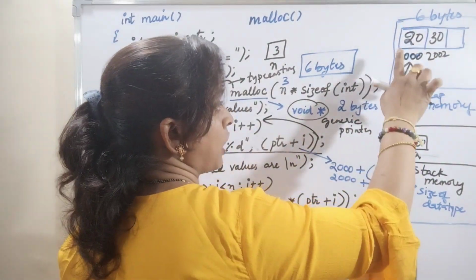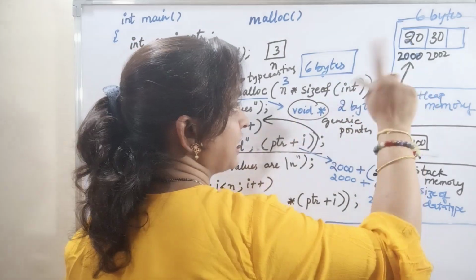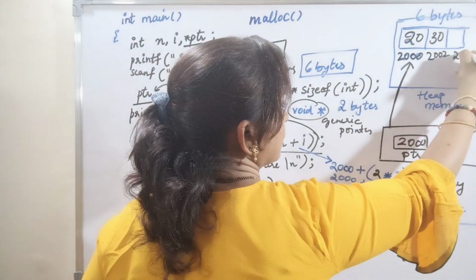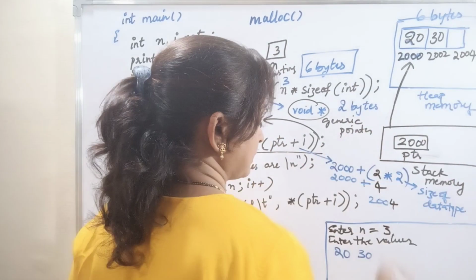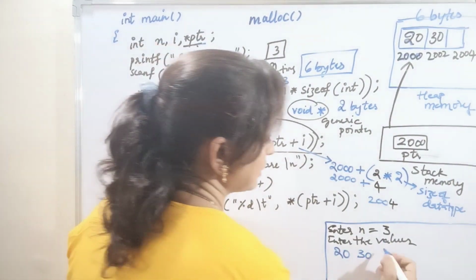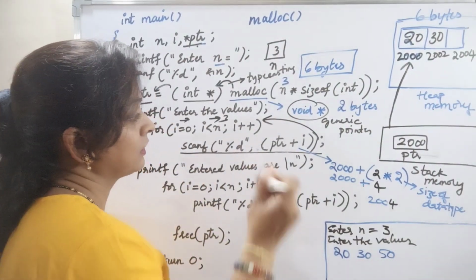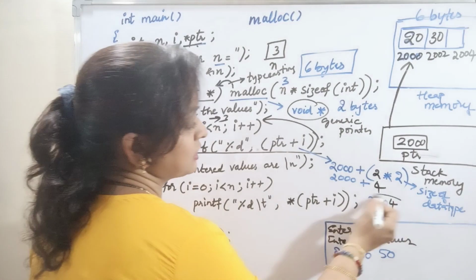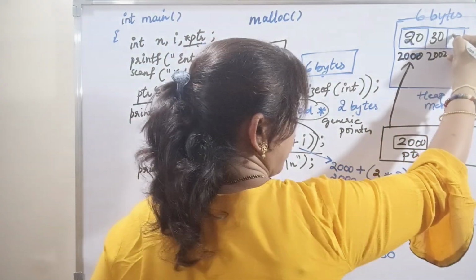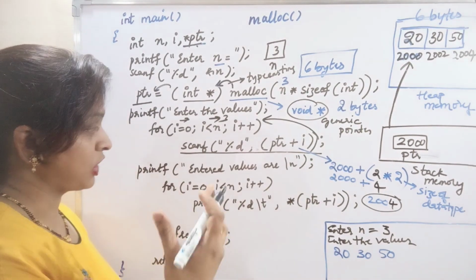2000, 2001 is the first element. 2002, 2003 is the second element. The next one, 2004. Say I am going to input the next value, which is say 50. So that next value will be stored in PTR plus I, which means it is 2004, which is 50. So this is how we access the location.